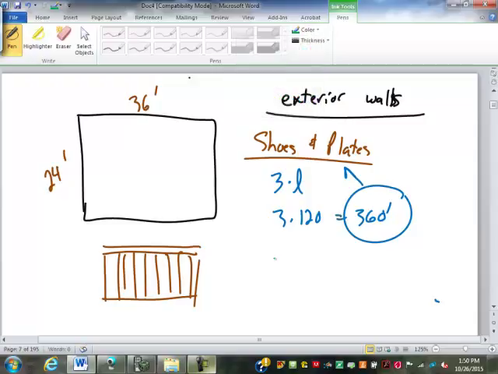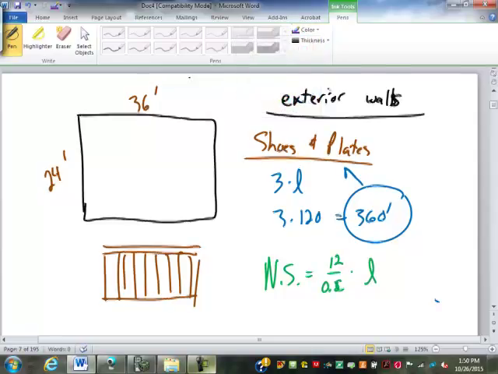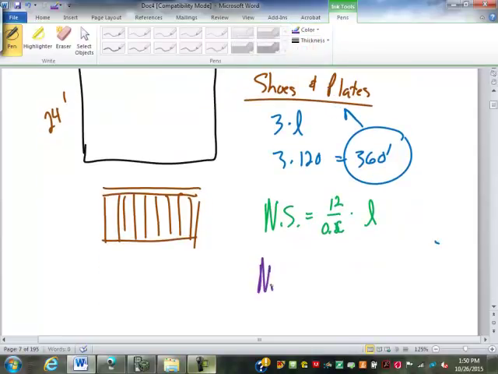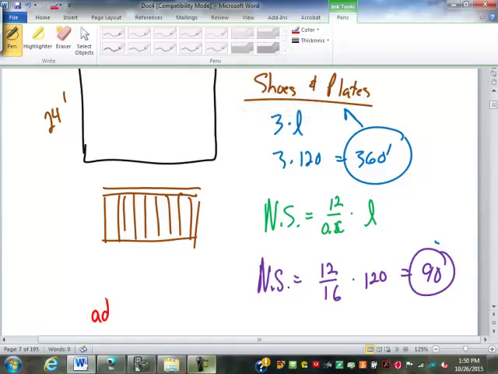Number of studs is 12 over your on-center spacing again, times your length. So here, I'm just going to use the perimeter, which is 120. We're going to assume 16-inch on center. So 12 over 16 times the 120 foot is what? 90 studs. Now, you notice I didn't do a +1 or -1 or anything here because there are adjustments to the studs.